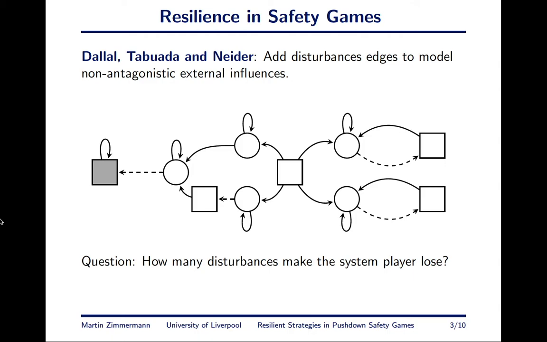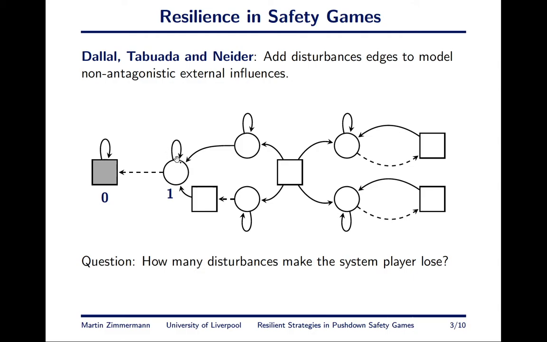If you look at this, if we start at a vertex which is one of those that you have to avoid, then you already have lost. So 0 disturbances are necessary to make the system player lose. On the other hand, if we look at this vertex, here 1 disturbance is necessary to make the system player lose, right? Player 1 will always pick the self loop here, and that keeps her safe.